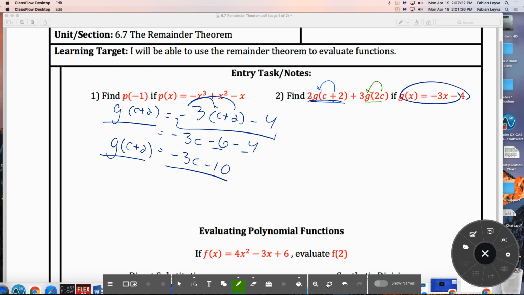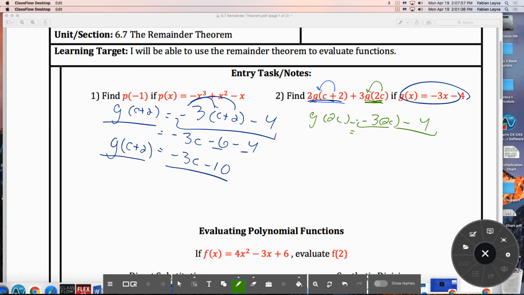Now, unfortunately for us, that is not the only polynomial that you have to evaluate for this specific problem. You still have to evaluate the same polynomial, but this time you need to input a 2c, because you need to find g of 2c. So here's my g function. G of whatever x is going to be equal to negative 3 times whatever x is, minus 4. What are you inputting? A 2c. Let me erase this to make it look a little nicer, because it's just 2c in parentheses.